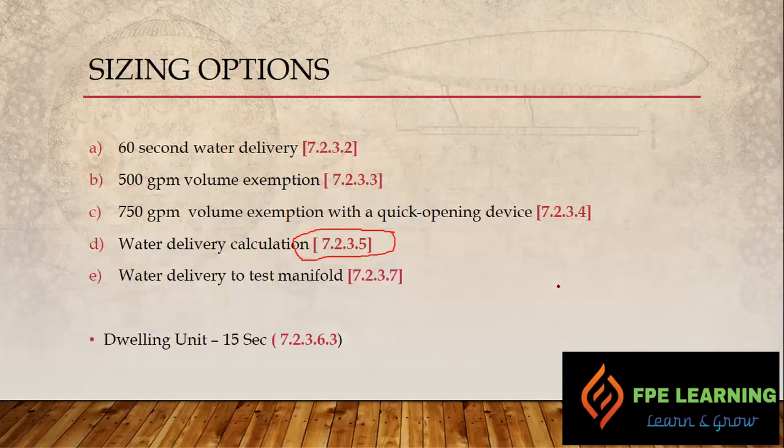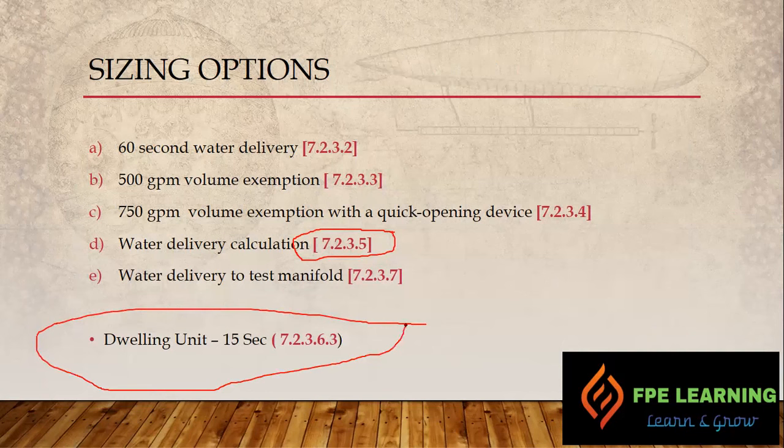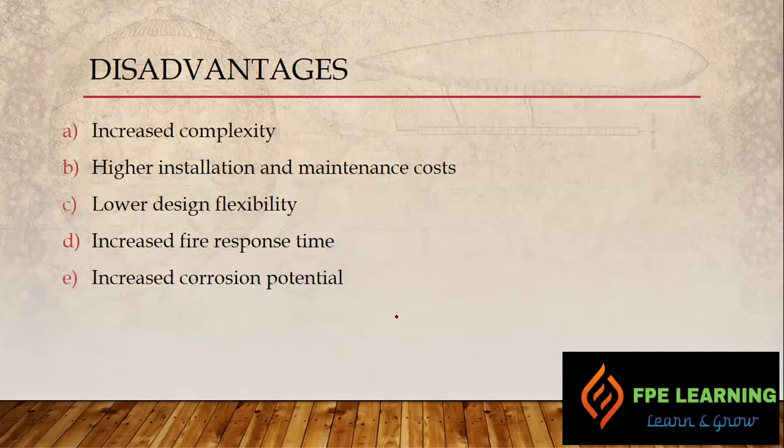Option A 60 seconds for 7.2.3.2, B, C, D we discussed, right? But these are not applicable for the dwelling unit. Suppose the dwelling unit as per NFPA 13D, or if you are installing the dwelling unit as per NFPA 13R, because those are for life safety protection, water should reach in those areas within 50 seconds, not more than that. So keep in mind, this is only for NFPA 13, not for 13R or 13D.